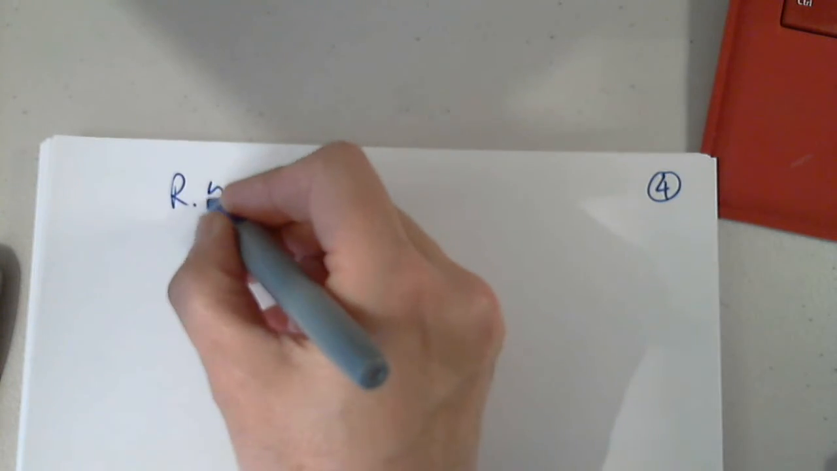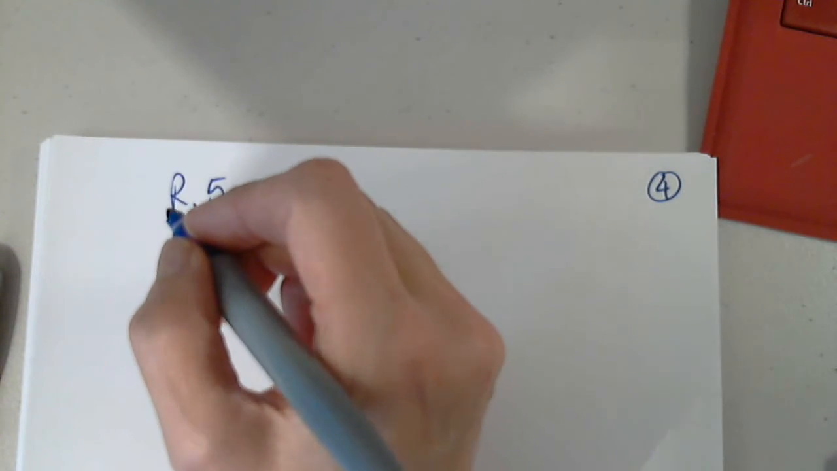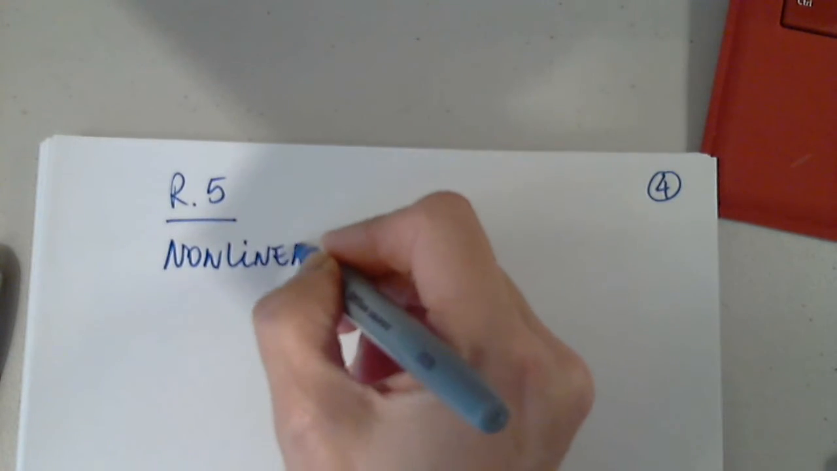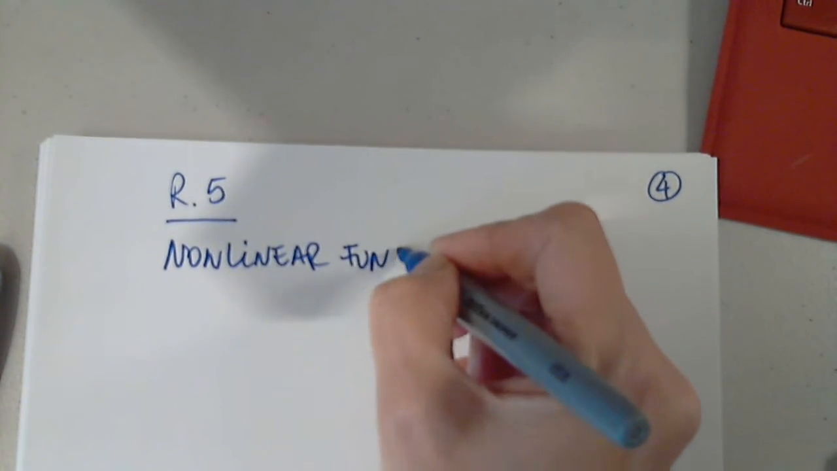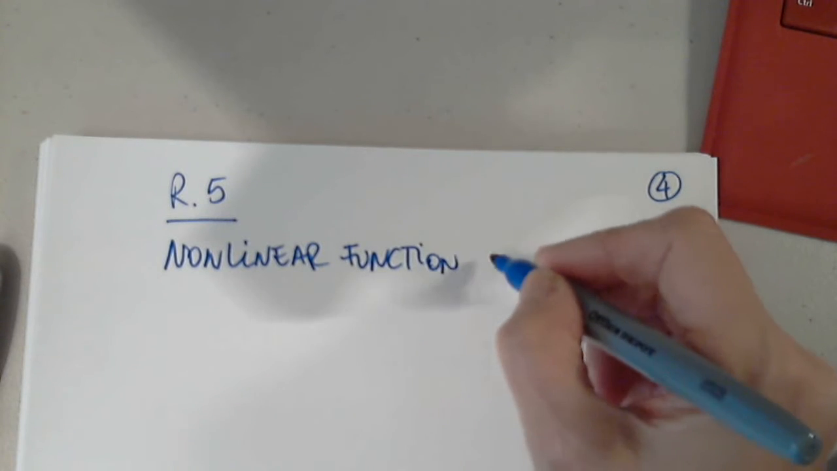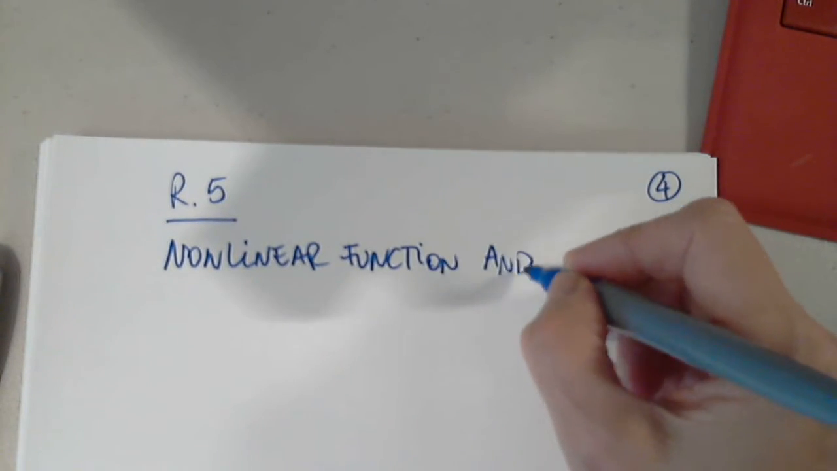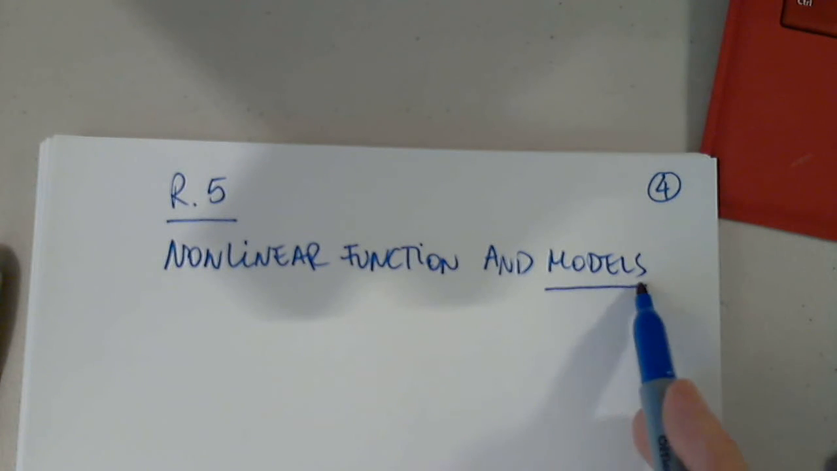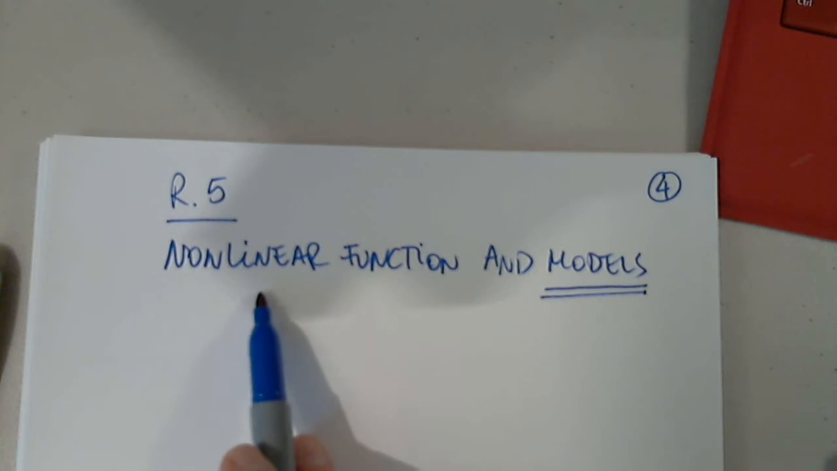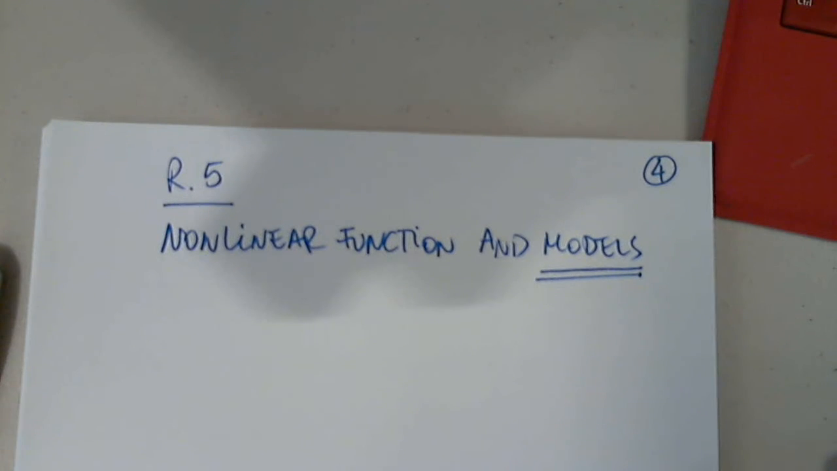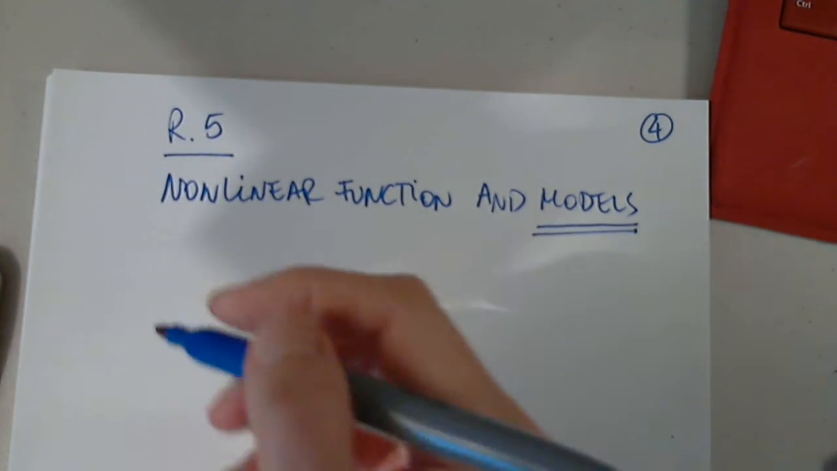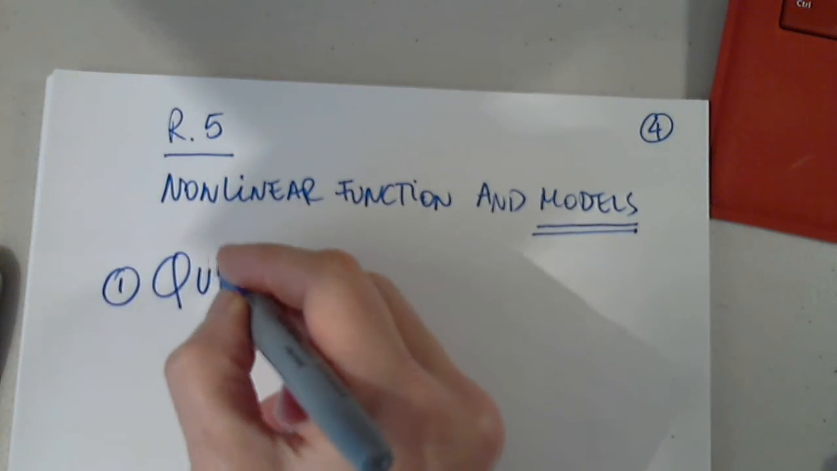Functions and graphs, R.5. It deals with nonlinear functions and models, meaning situations from real life that use these nonlinear functions. Okay, so let's start with the quadratic function.